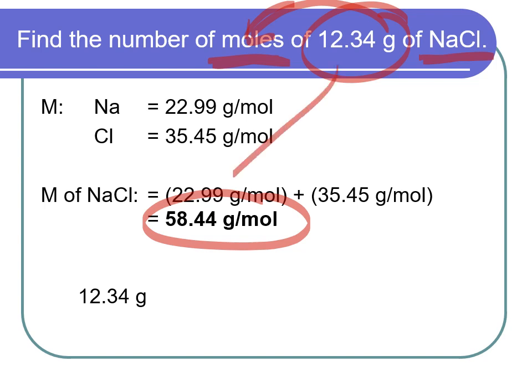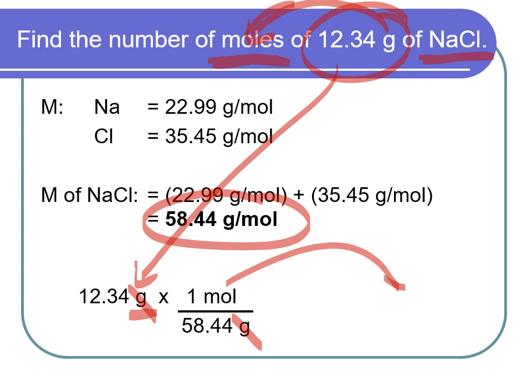Then you can take our given value and again include the units for it. Set up our conversion factor, so the units you want to get rid of, in this case mass, are going to cancel out. Moles will then carry through because that's what we're looking for. And then it is just a matter of plugging that into your calculator. 12.34 times 1 divided by 58.44 should give you 0.2112 moles of sodium chloride.